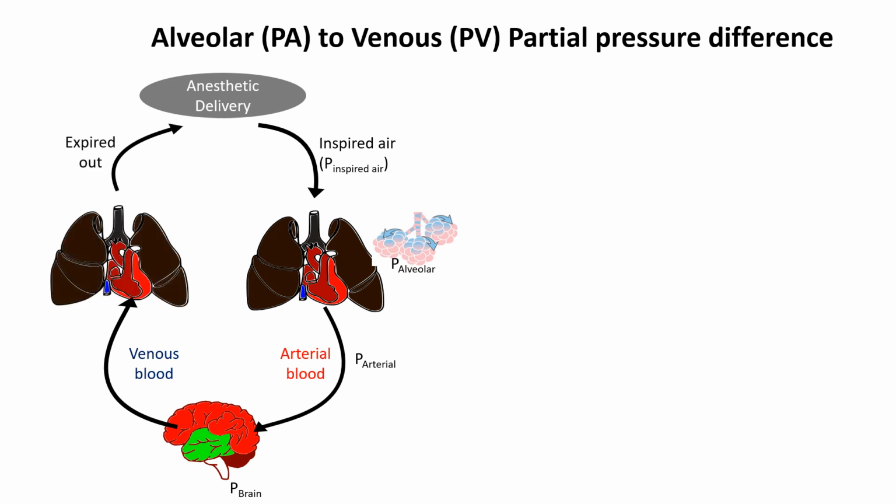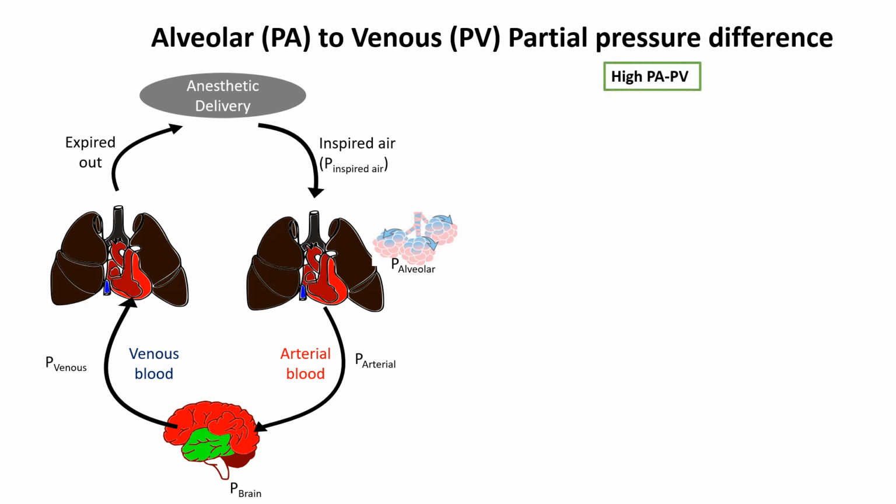The systemic vein also contains anesthetic and has a pressure called venous partial pressure. This is the one we are interested in when we talk about the alveolar to venous pressure gradient, as it is the end point of the anesthetic's passage through our body. The partial pressure difference between them drives the anesthetic.